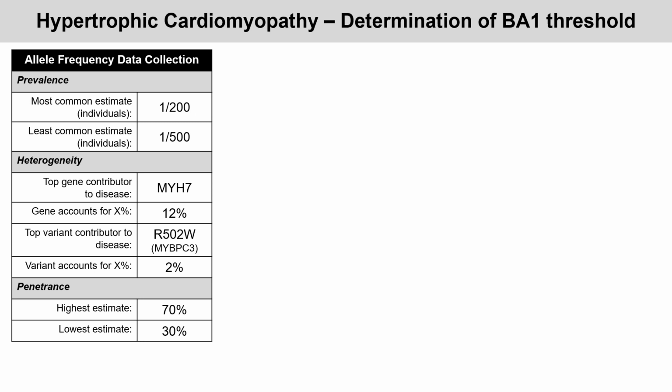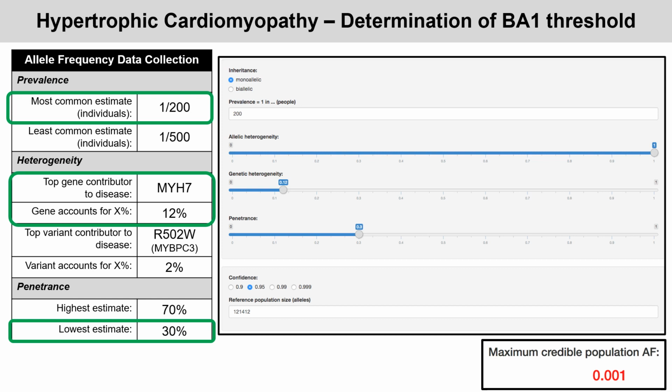And then when they're trying to calculate this benign threshold, this BA1, we encourage that they use the most conservative estimates. So again, the most common estimate for the prevalence of this disease, the top gene contributor, and then a lower estimate of penetrance. So in this case, putting in these parameters for hypertrophic cardiomyopathy would give you an allele frequency of about 0.1% threshold to be able to call a variant benign.